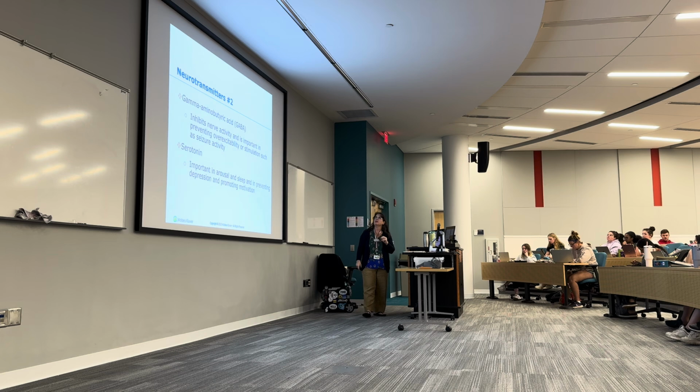And then we've got something called GABA, gamma-aminobutyric acid, which inhibits nerve activity and is important in preventing overexcitability or stimulation such as seizure activity. So this is going to be important when we also do a whole segment on seizure medications. So inhibits nerve activity is important in preventing overexcitability of our nerves, okay, or stimulation of nerve activity.